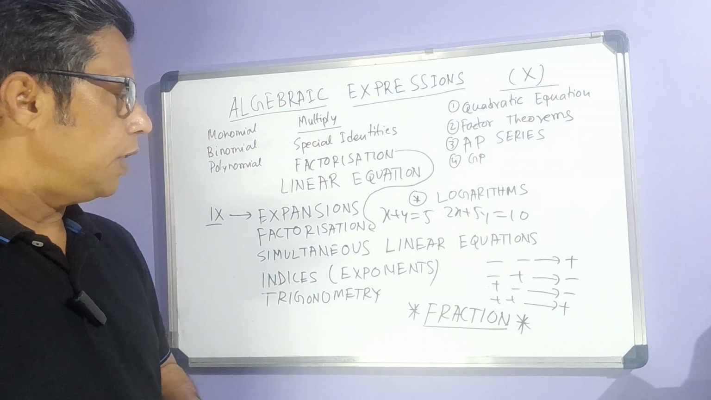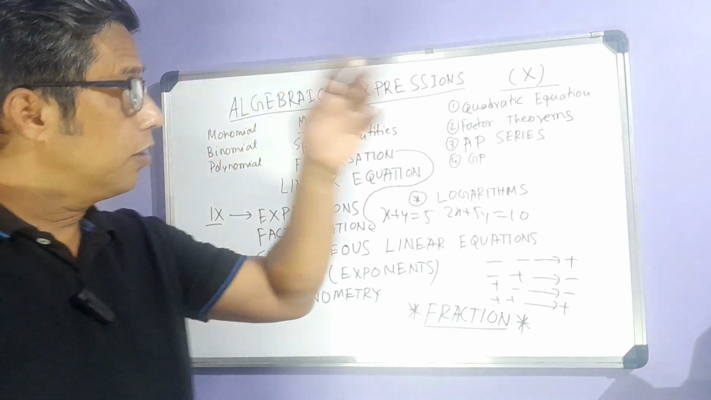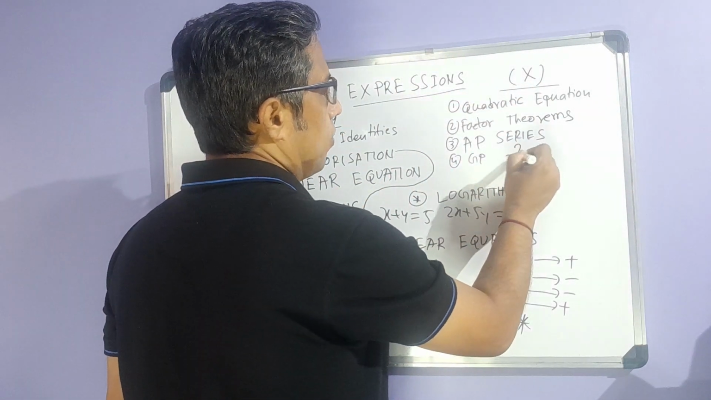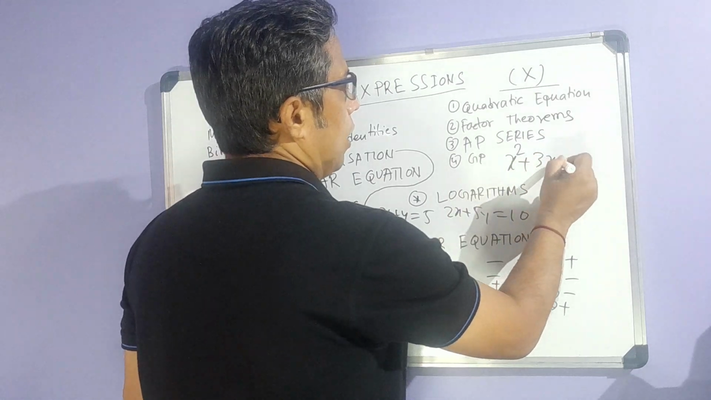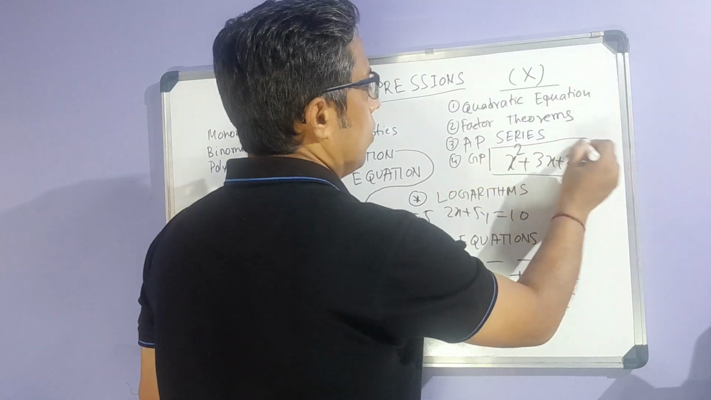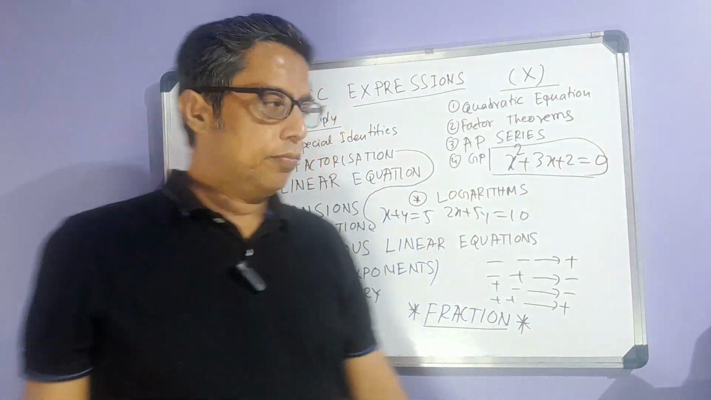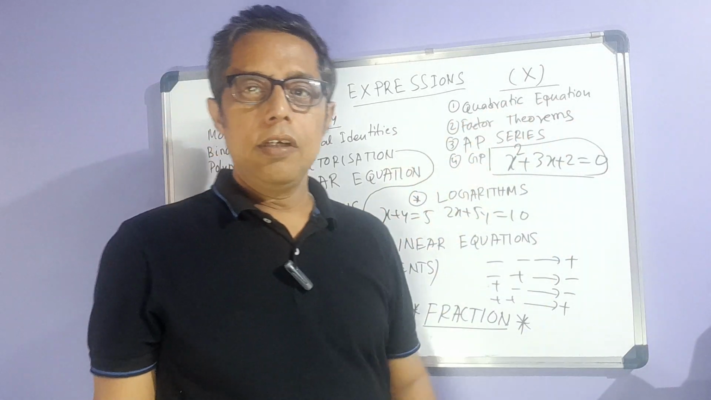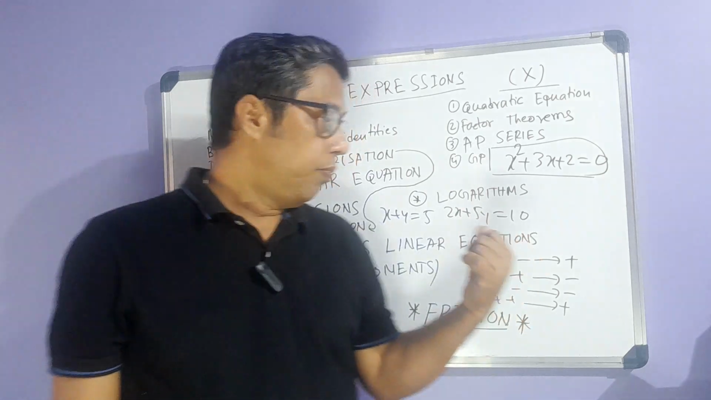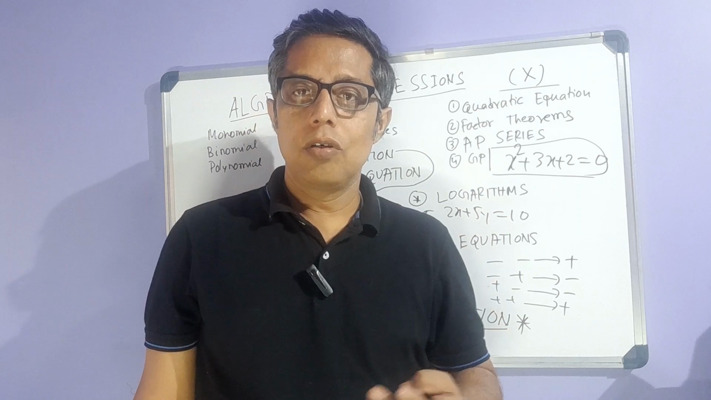Now, these are the algebra topics, and in class 10 we have new things, the quadratic equation. How does it look? Like x square plus 3x plus 2 is equal to 0, for example. This is a quadratic equation where the highest power of x is 2. In a linear equation, normally we get one solution, one value of x. In a quadratic equation we will get two roots of x.